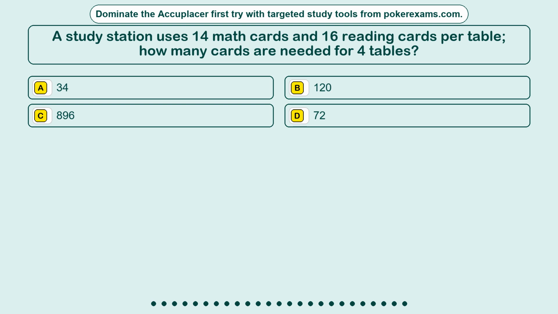Question 8. A study station uses 14 math cards and 16 reading cards per table. How many cards are needed for 4 tables? Option A, 34. Option B, 120. Option C, 896. Option D, 72.